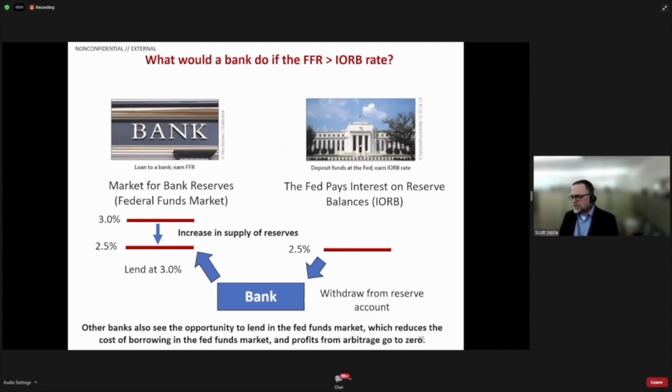Now, because the Fed controls and sets the interest on reserve balances rate, all the Fed has to do is change this one rate, and arbitrage will ensure that the federal funds rate follows.